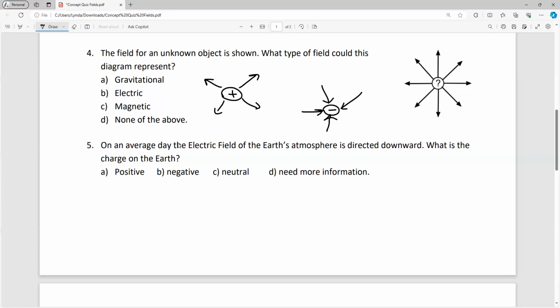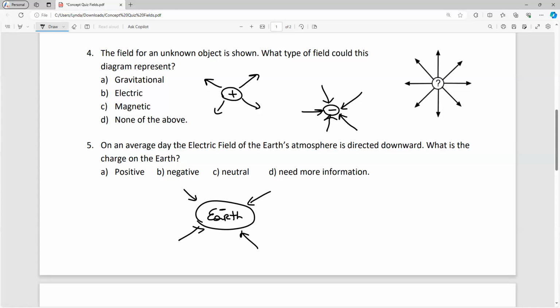Number 5, on an average day, the electric field of the Earth's atmosphere is directly downward. What is the charge of Earth? Okay, electric field is down. So here is Earth. Yeah, towards Earth. Okay, when is it towards Earth? So electric field lines are going towards if it's negative. So it would be positive.